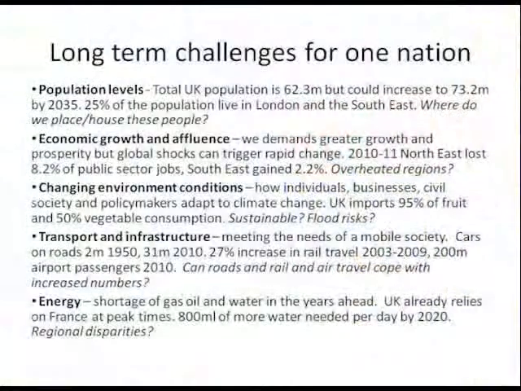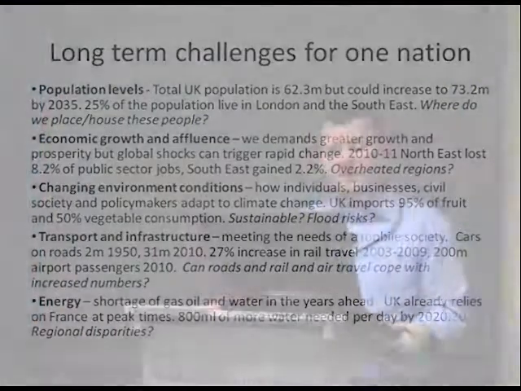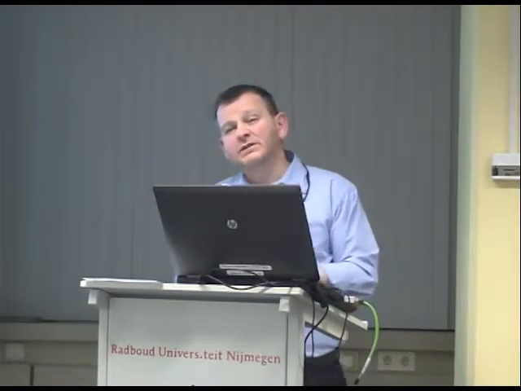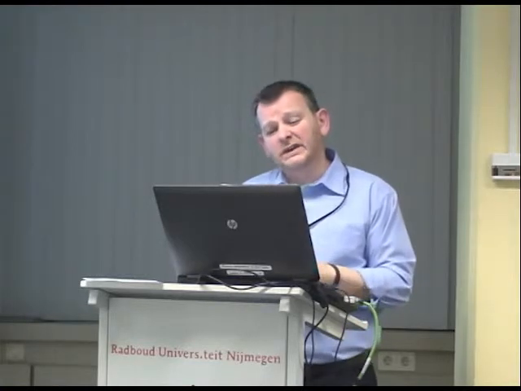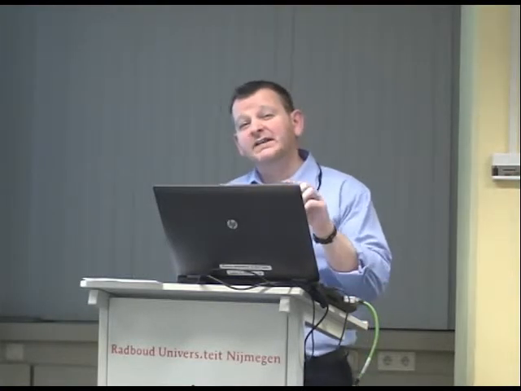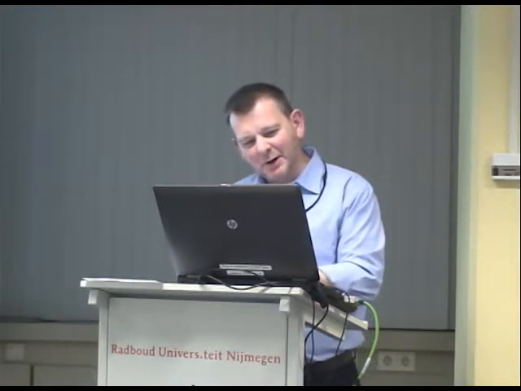Transport and infrastructure. We've sleepwalked into this. Number of cars on UK roads in 1950, 2 million, now 31 million, and that's increasing. 27% increase in people using the railway service since 2003, that number going up and causing congestion as well. 200 million people using the airports in the UK in 2010, and that number expected to double to 400 million by 2020. Now you can say, oh, there's a clear case here for planning, surely. Yeah, well, we'll come on to that in a moment.